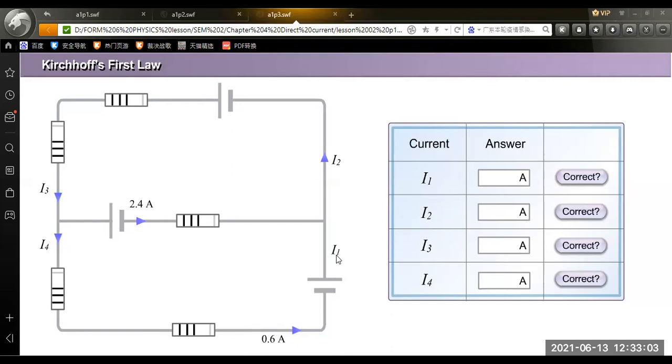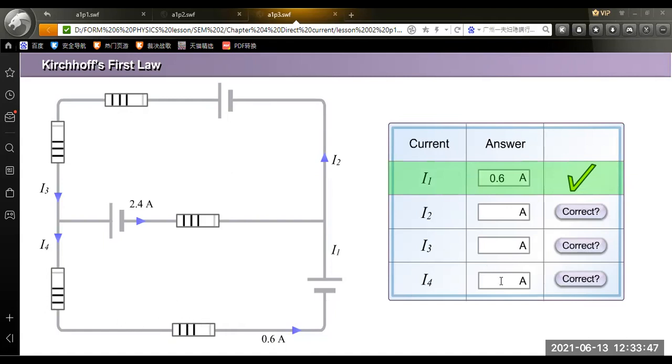Where is I1? I1, we look at here. The current flows in this direction. Okay, flows in this direction, is it? So that means this is 0.6 ampere. That means I1 also is 0.6 ampere. Okay, so the current passing through the resistors, they are in series, right?